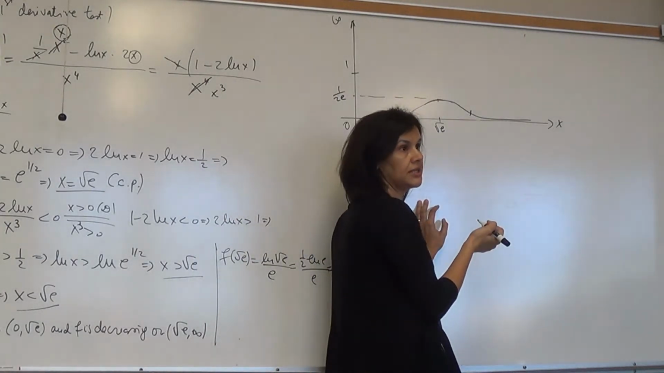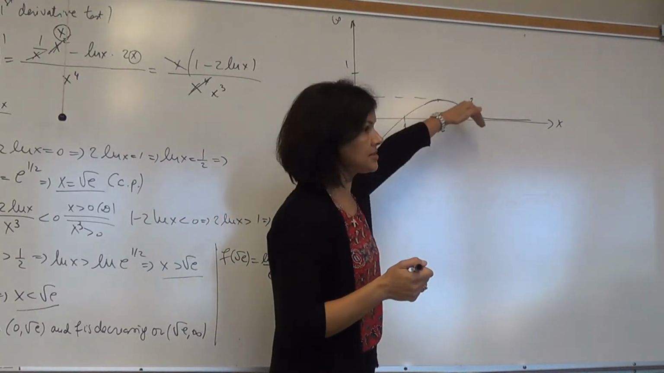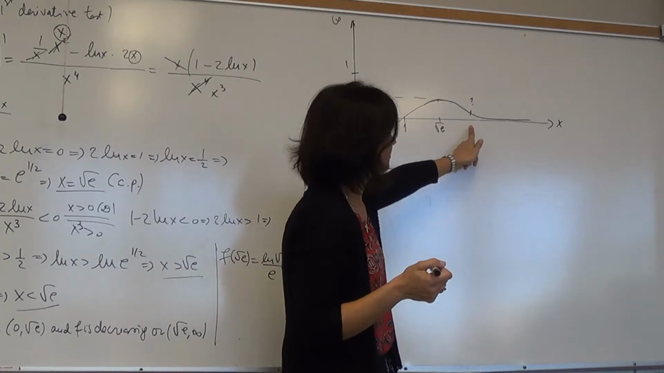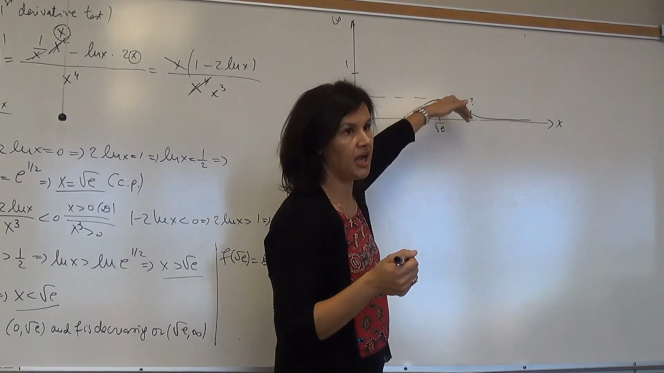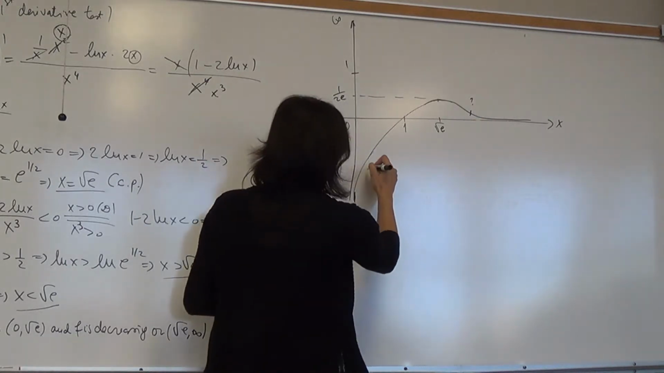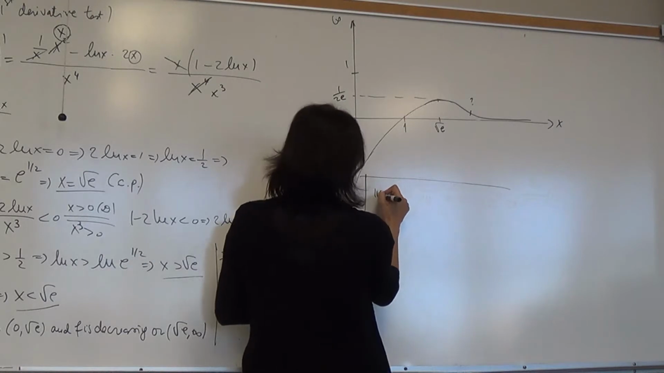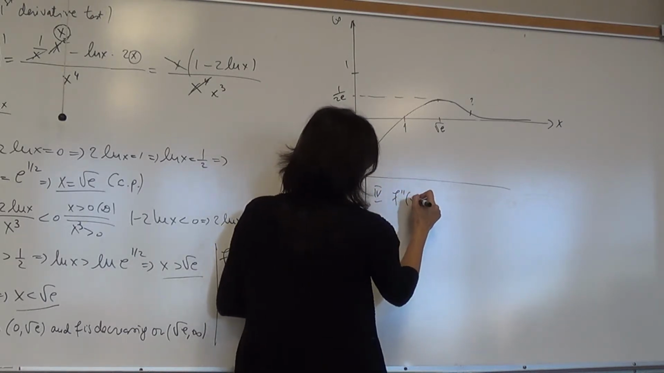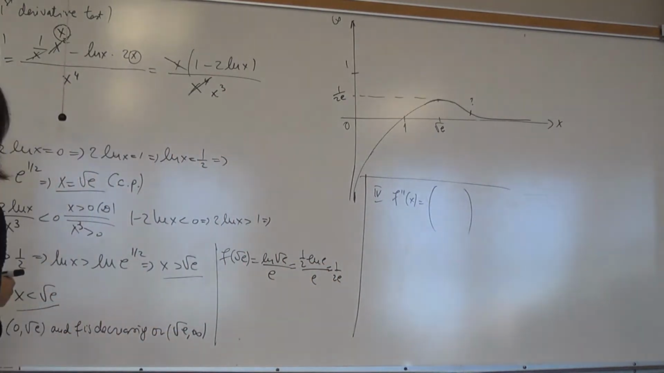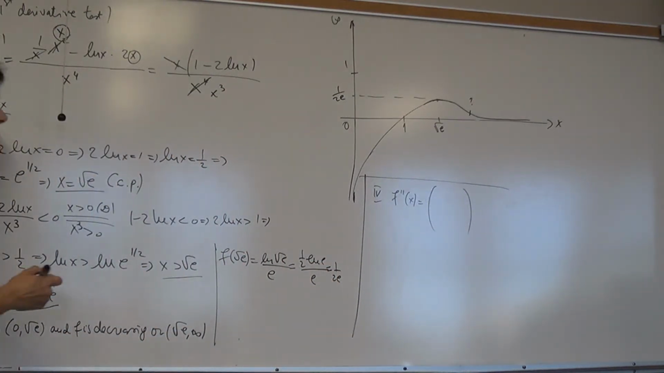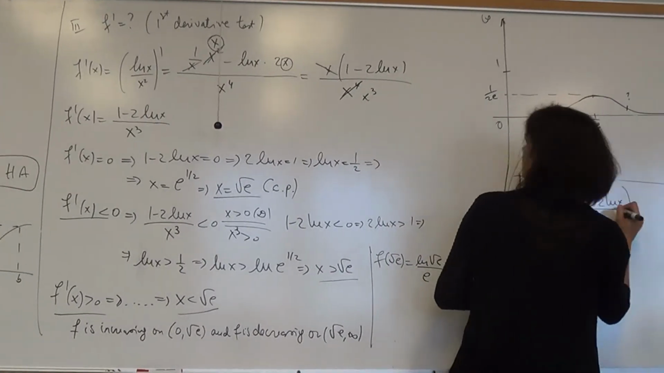So we have to do the second derivative to find it. The second derivative will confirm that this is concave up to this inflection point, and then it changes to concave down, and this will change to concave up. So we need the second derivative, f double prime. F double prime is the derivative of the first derivative, which was this one: 1 minus 2 ln of x over x cubed.